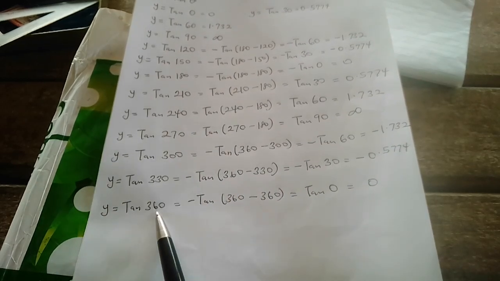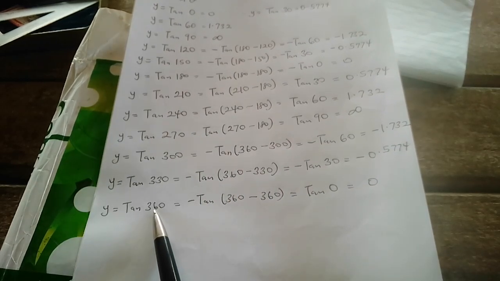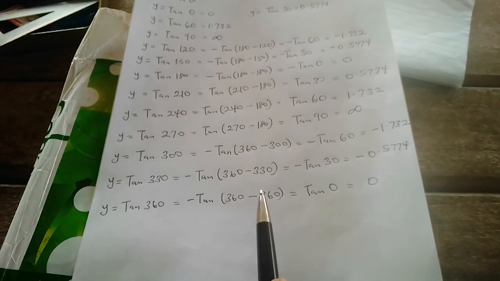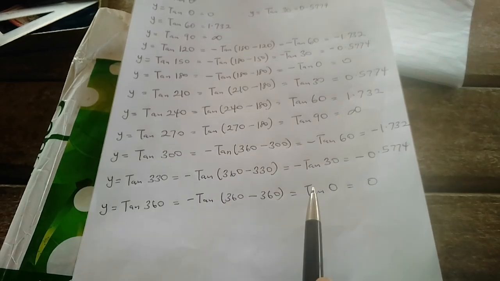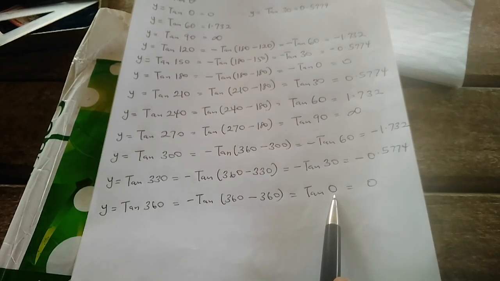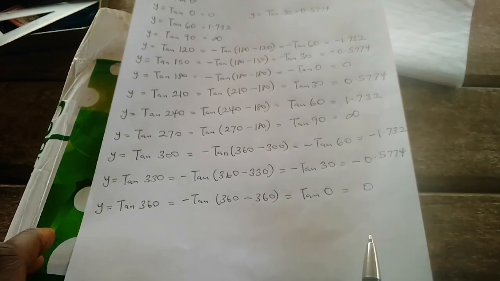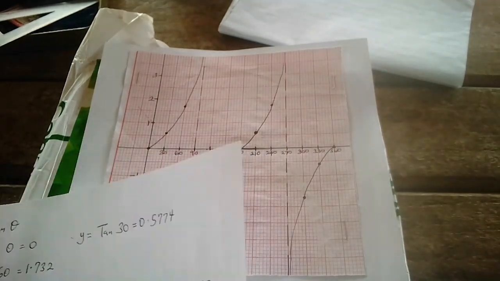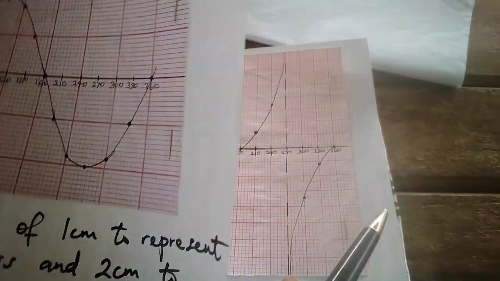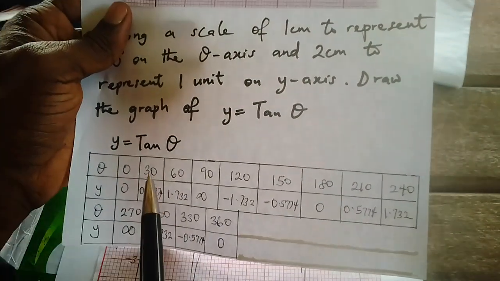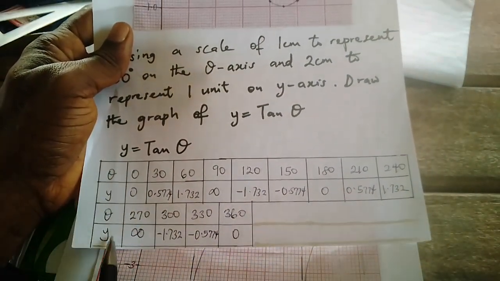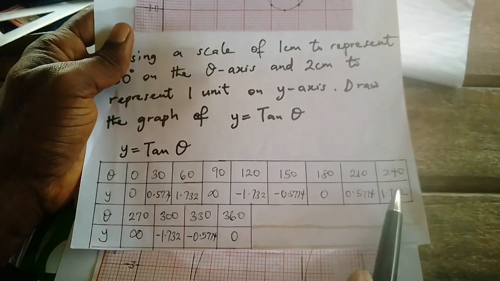Then tan 360. 360 is in the fourth quadrant, which is negative. So the equivalence of that in the first quadrant is 360 minus 360, which is 0. So tan 0 will give us 0, which is a neutral value. So from there, we are now going to plot the graph. You must be filling in the table as we are doing the calculation. So this is a table for the graph of tan theta we want to do now.